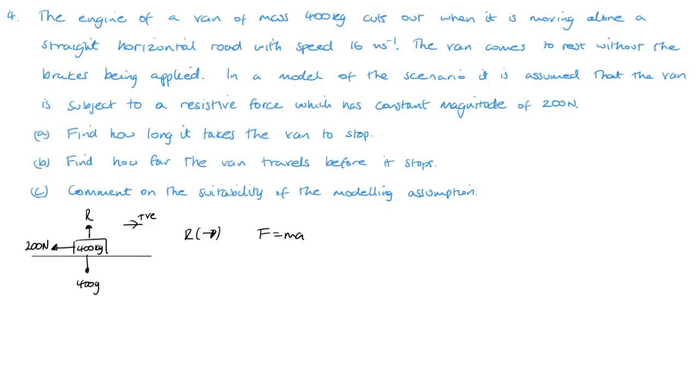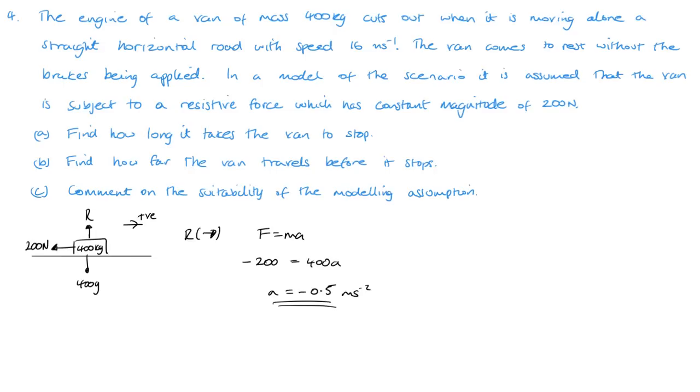F equals ma. Now, the engine cuts out, so it doesn't have any force pulling it forwards anymore. So there's nothing there, like 0. And then it's still got 200 pulling it backwards, equals 400A. So A is minus 200 divided by 400, so minus 0.5. Which makes sense that it is minus because we are slowing down. Okay, so that is my first step.